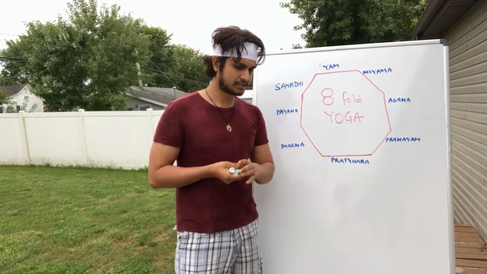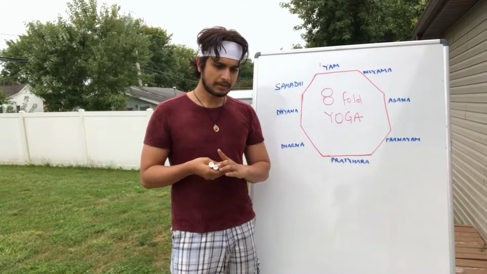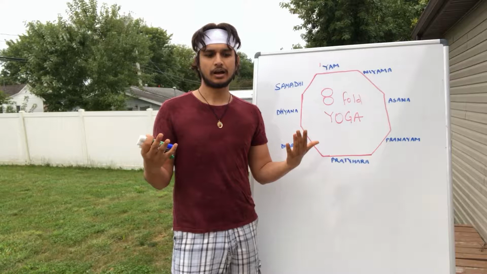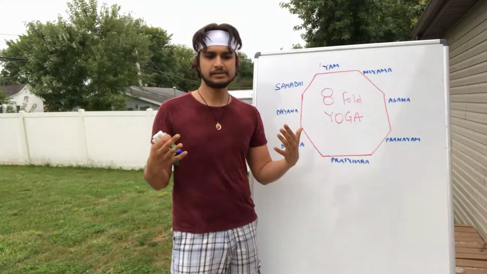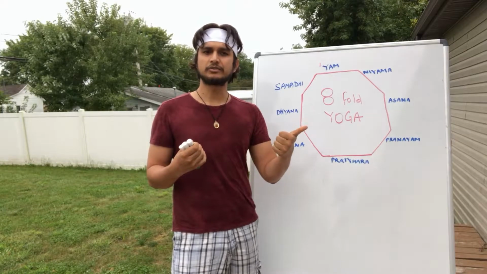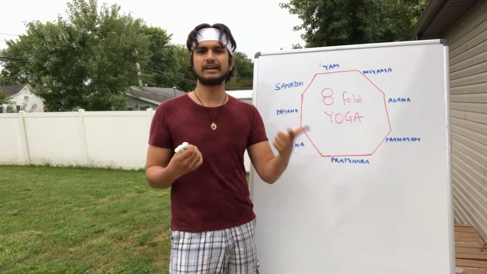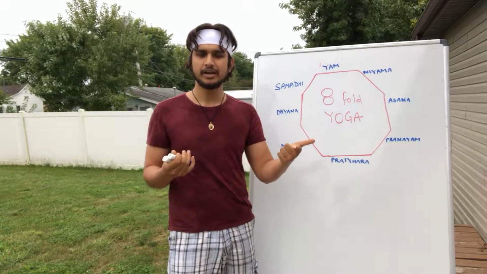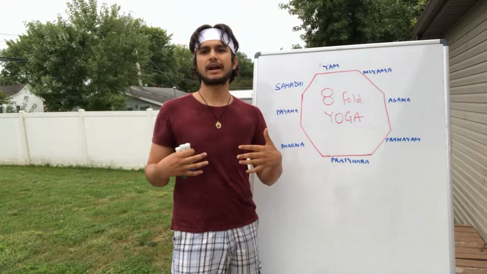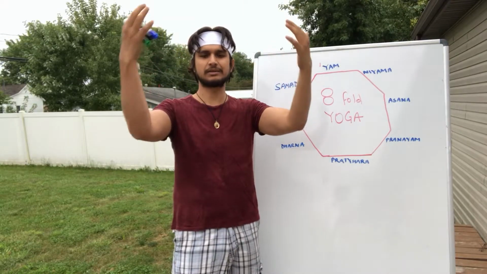The third one is Asana. Asana represents the various bodily postures, because this essentially means that you are trying to keep the body flexible, you're trying to keep the internal organs healthy and functioning in optimal way, because where there is a sound body and mind, there will be the practice of the further higher steps of yoga.